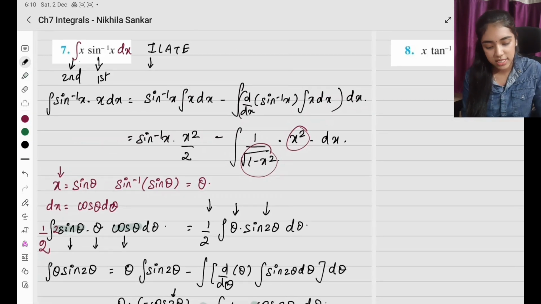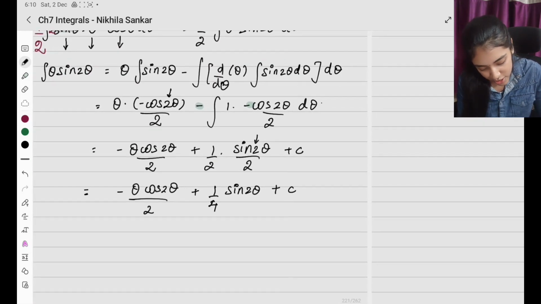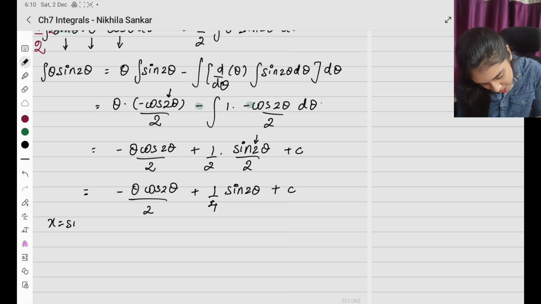But my question is in terms of x. So I have to resubstitute. So what is my theta from this? I have x equals sin theta. Yeah. So when I have x equals sin theta, theta is going to be sin inverse of x.